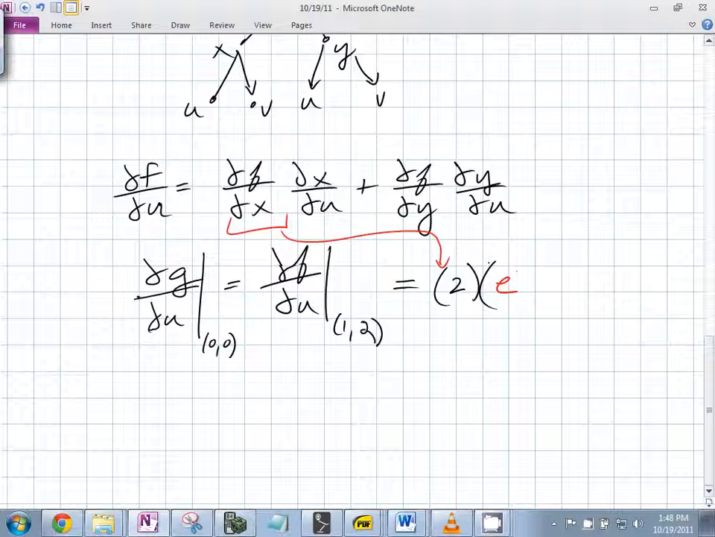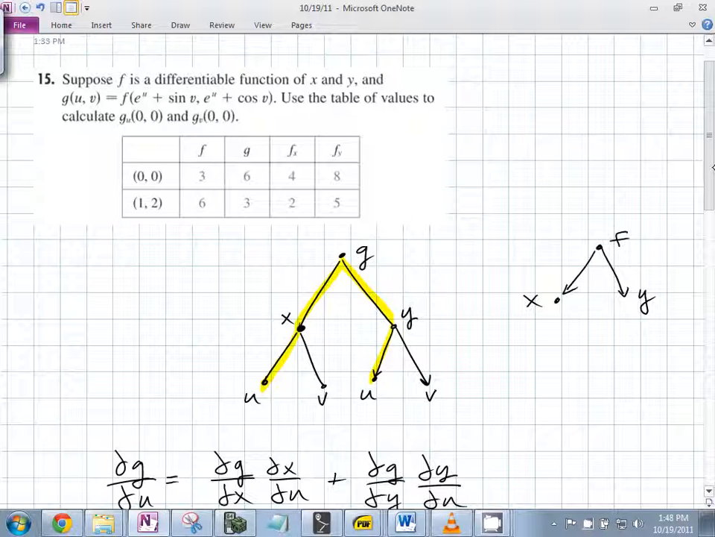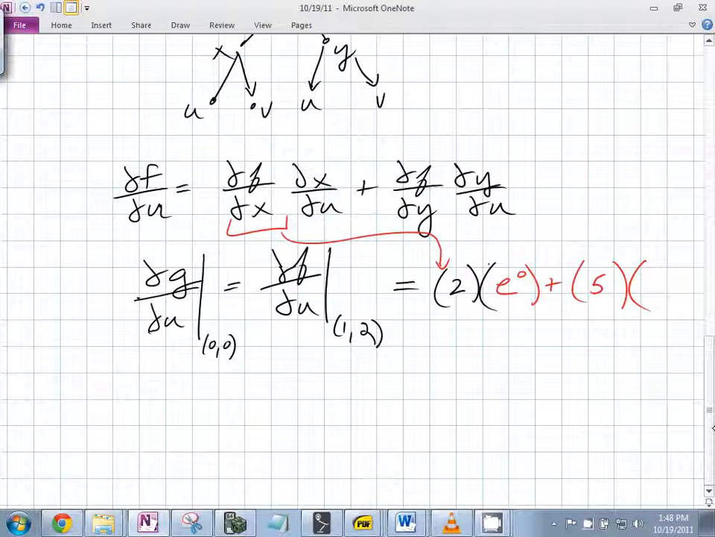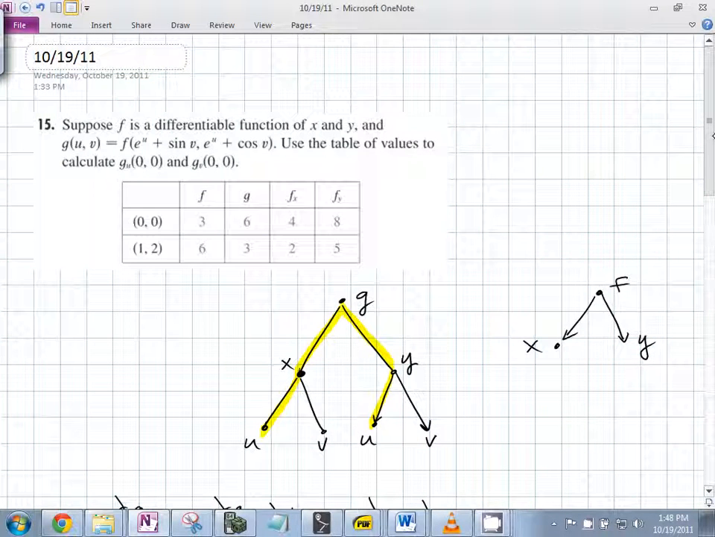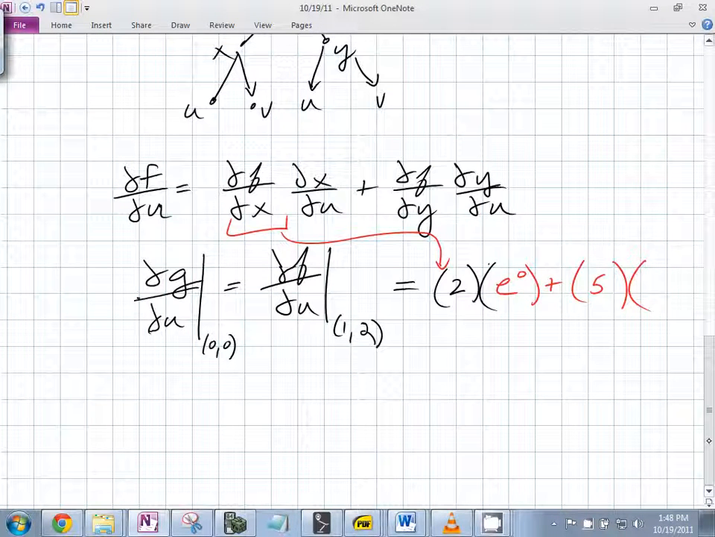Plus df dy at, so f sub y, what is it? 5. 5, thank you, times e to the 0. dy du is e to the u again, but you're plugging that in. So you end up with 2 plus 5 is 7. Yeah, much better. That's clean. Where did we get that u equals 0?